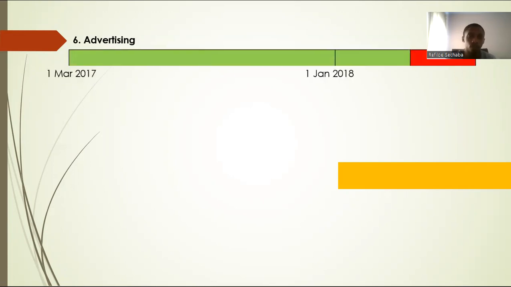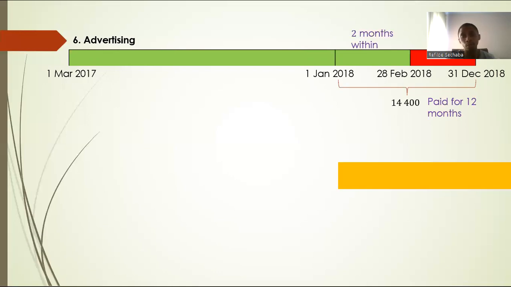For advertising, look at the current financial year up to 28th of Feb. But the problem is that this advertising expense of 14,400 was paid for these months here, from January 2018 until December. You realize that the part that falls in the green is from Jan until 28th of Feb. The red one is outside. So we know that it was paid and 10 months is outside the financial year. The 14,400 has been included in that 39,000 something. It's okay that it has been included, but the problem is the red part. It wasn't supposed to have been included because that advertising expense has not been incurred yet. So it's going to be incurred next year.